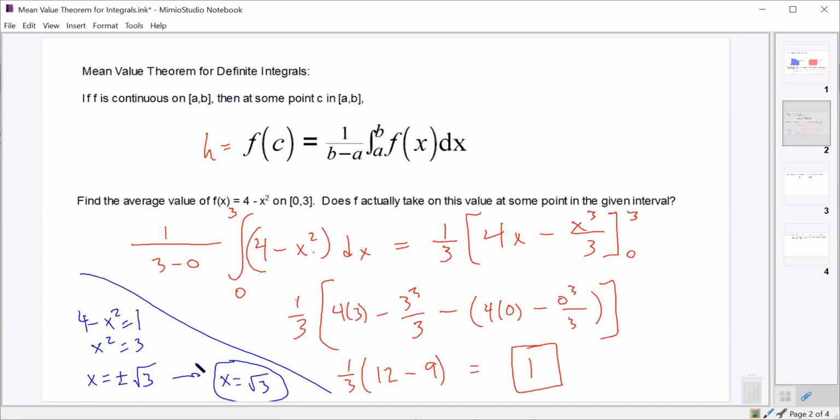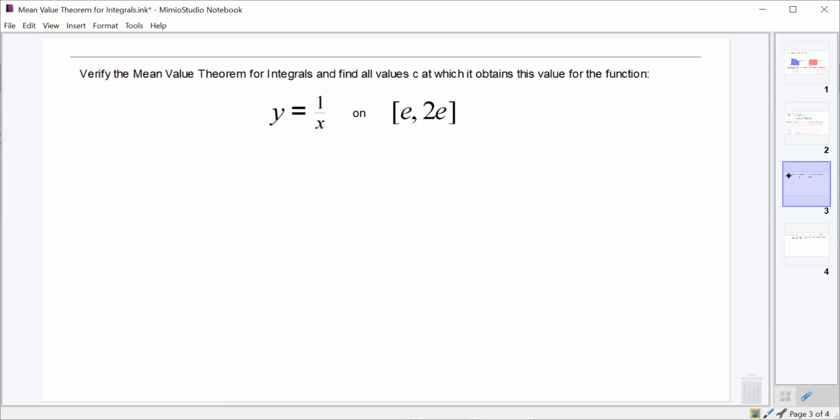Everybody good there? Any questions with that? No. All right, and we'll note this only works for functions that are continuous on the interval. So this function was continuous. It's a polynomial. It's continuous for all real numbers, so it must be continuous on 0 to 3. All right, let's do another one. So let's see if we can find the average value of 1 over x on the interval from e to 2e.